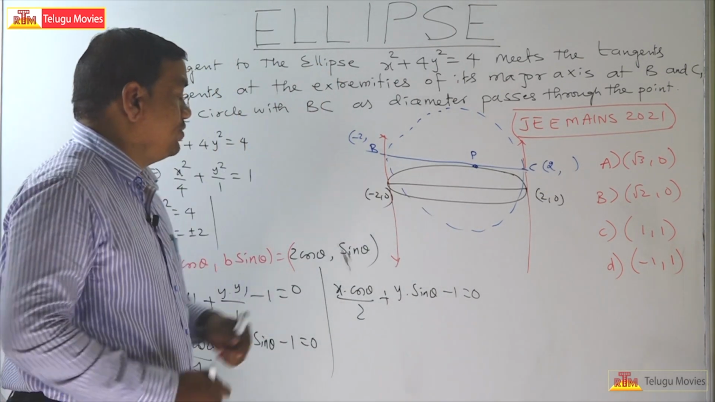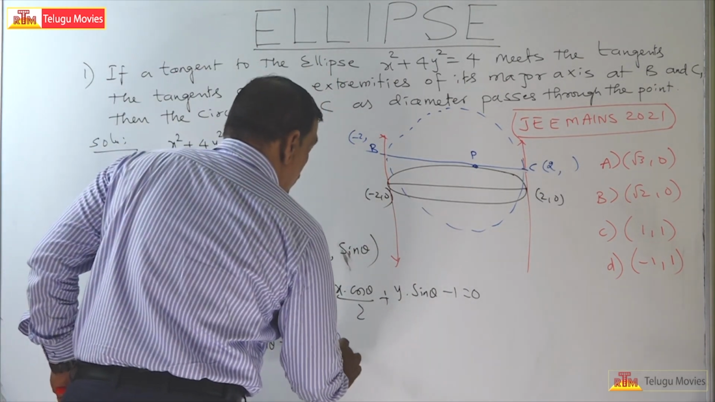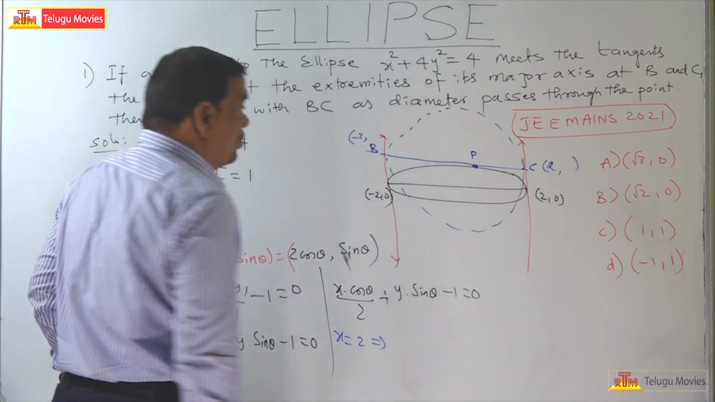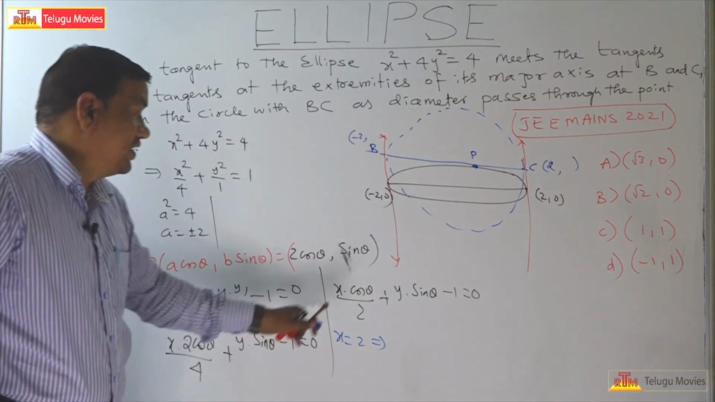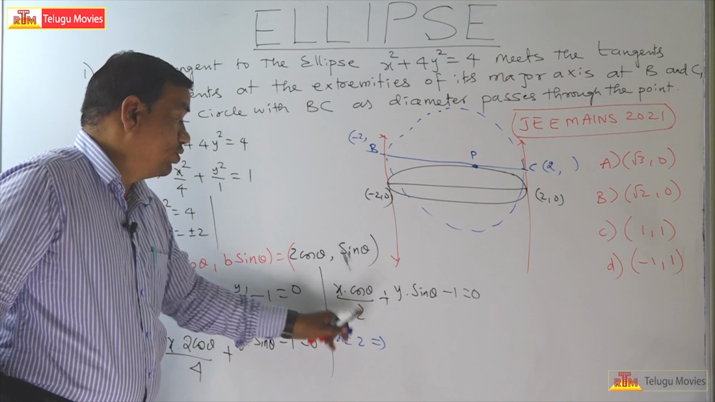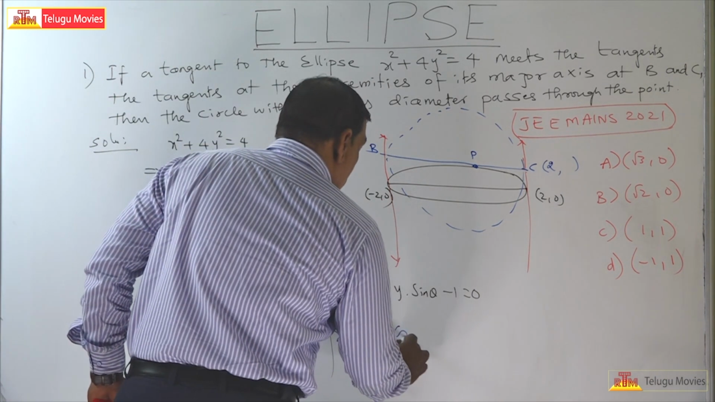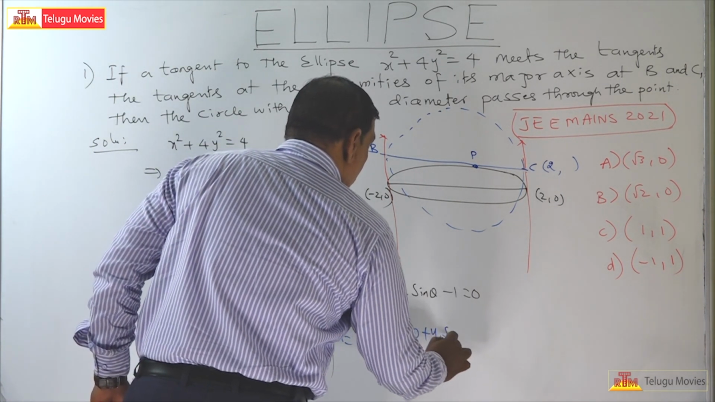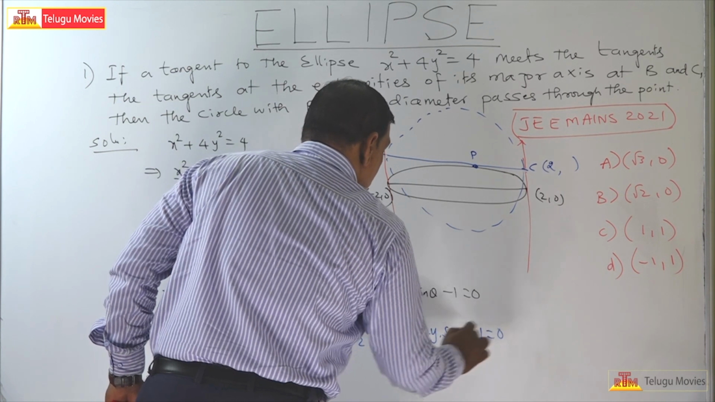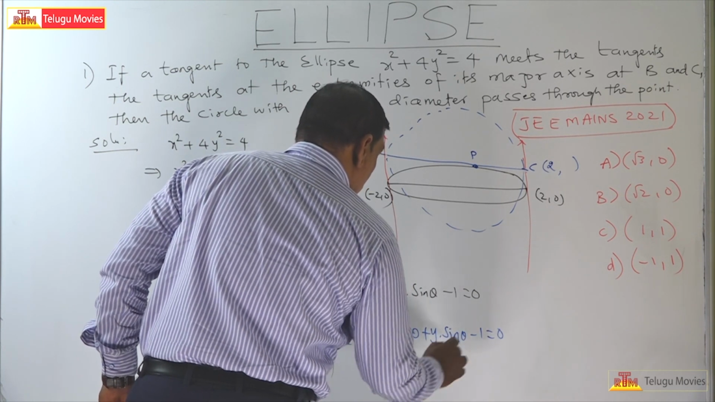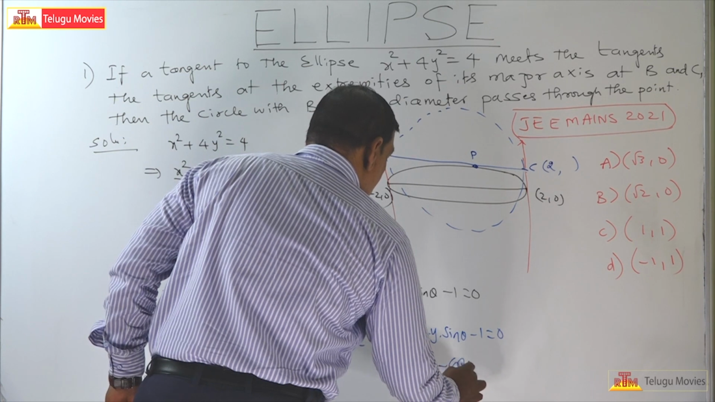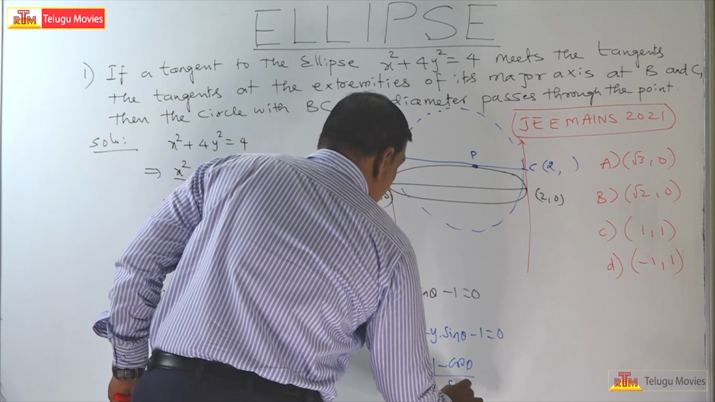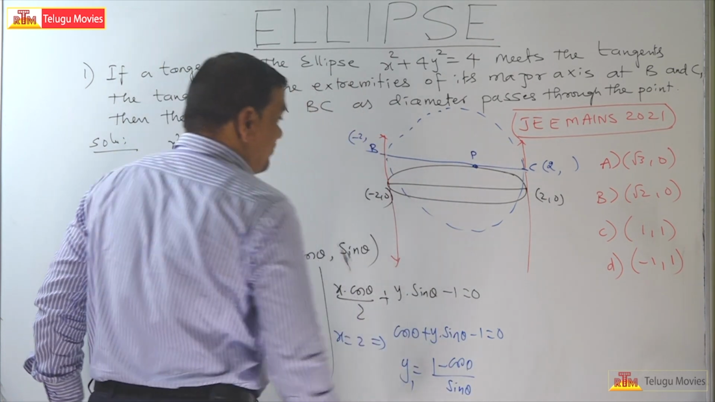Now substitute x = 2 here. If you substitute x = 2, what is the y coordinate? Here, if you substitute 2, the 2 will get cancelled. Therefore cos θ + y sin θ − 1 = 0, so y = (1 − cos θ)/sin θ. So that is your y1.